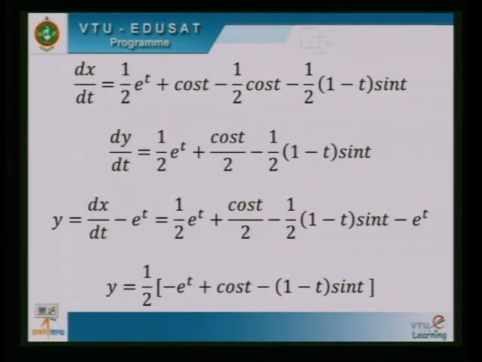Here you can find dy by dt from dx by dt, with y equal to dx by dt minus e to the power of t. The dx by dt value is 1 by 2 into e to the power of t plus cos t divided by 2, minus 1 by 2 into 1 minus t sin t. You can substitute in the given equation, then the required answer is y is equal to 1 by 2 into e to the power of minus t plus cos t minus 1 minus t into sin t. This is the required result.